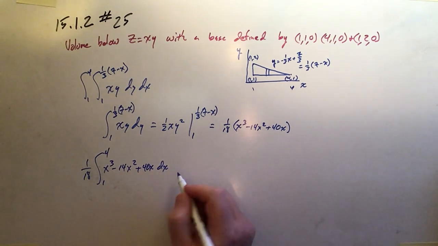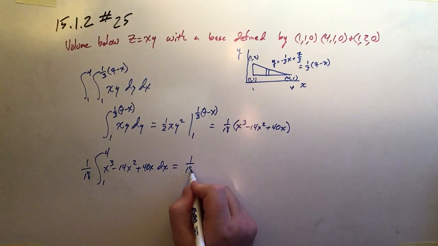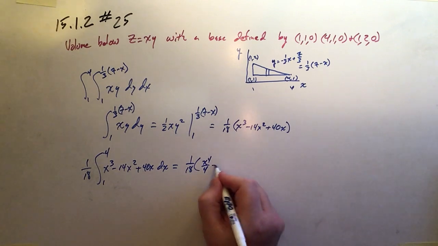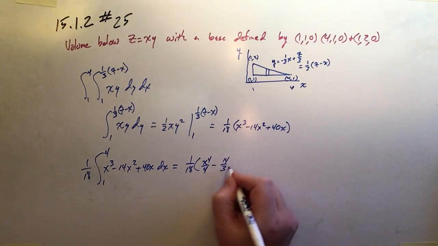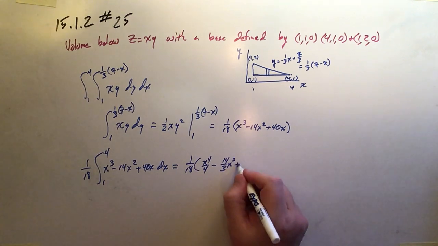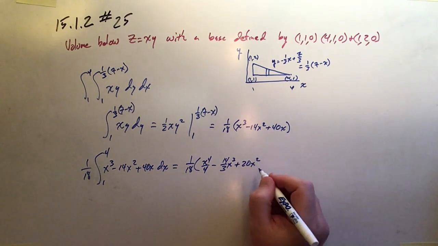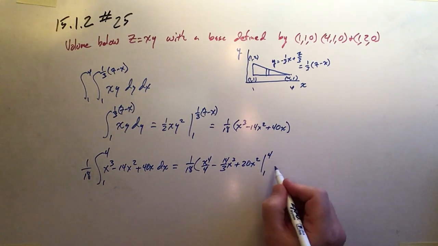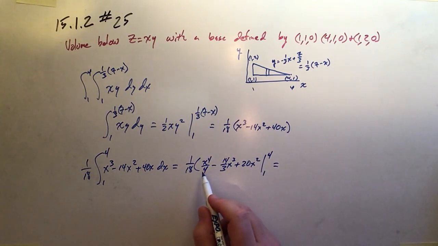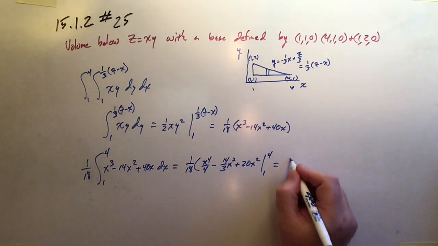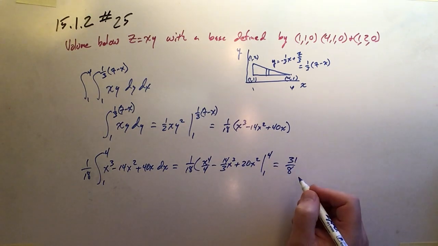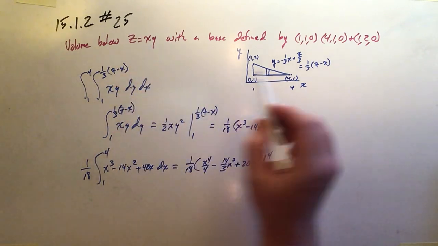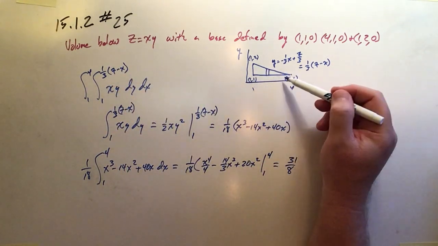And once again, the integral is not hard to find. This will be 1/18 of x to the 4th over 4 minus 14/3 x cubed plus 20x squared, and that'll all be evaluated between 1 and 4. The numbers kind of turn a little unpleasant here, but once you add all the fractions together, it works out to be 31/8. And again, that is the volume under this hyperboloid that has this triangular base in the first quadrant.